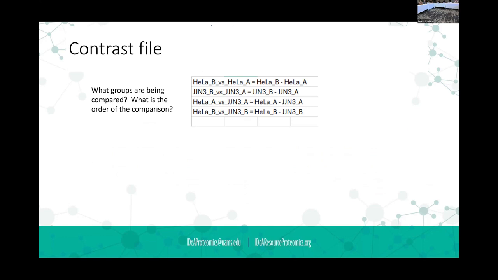This contrast file is where we indicate which groups are going to be compared. And you can see there's a language here. The important part is that the first part, HeLa B versus HeLa A, is basically the title for that particular volcano plot contrast. And then the equal sign is what it actually does. Mathematically, it's going to take the B group and subtract from it the A group.